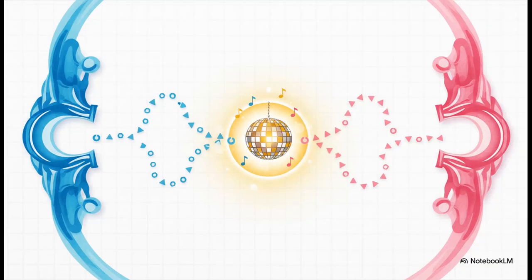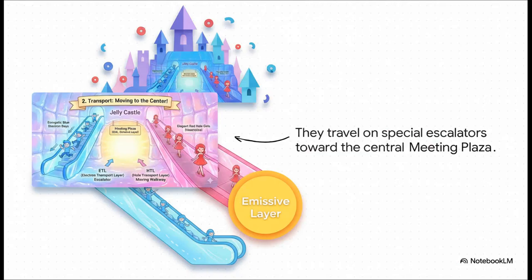Okay, our guests are in the castle. But hey, the party isn't happening by the doors, it's on the dance floor in the middle. And that brings us to step 2, transport. Everybody's got to move to the center. Luckily, this castle is designed for a party. The Electron Boys hop on what we'll call the electron transport layer escalator. Meanwhile, the hole girls take the hole transport layer moving walkway. They're both headed for the exact same place, the central meeting plaza. In scientific terms, that's the emissive layer.